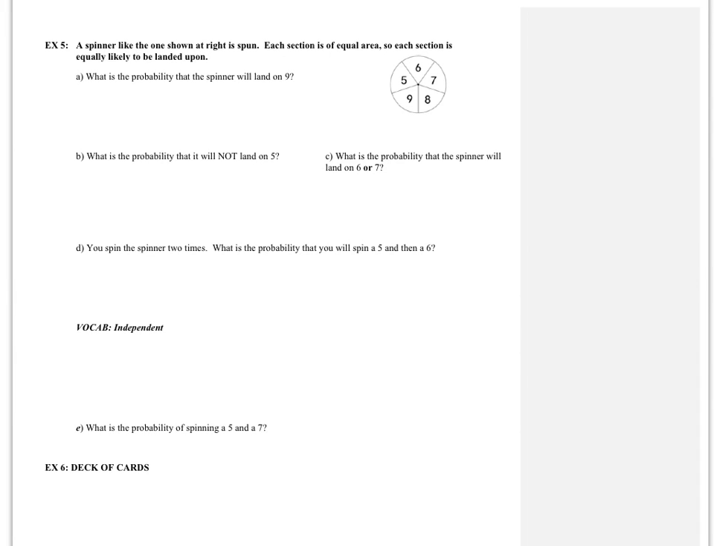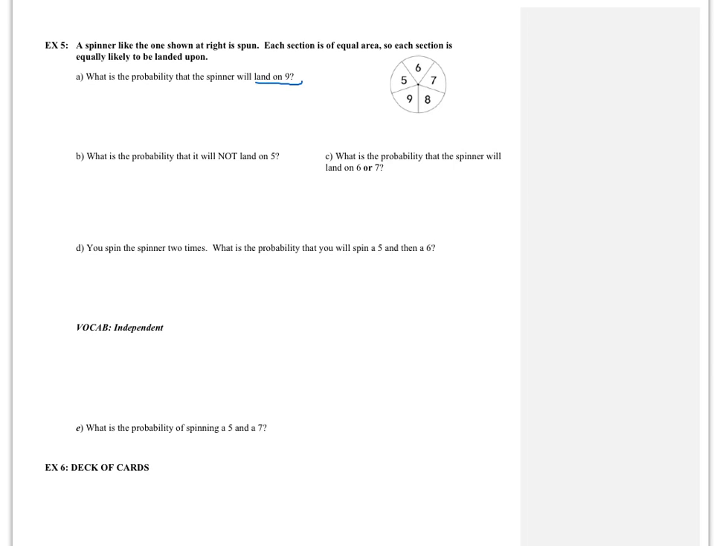Okay, let's look at example 5. Go ahead and use cups on example 5. Okay, it asks, what is the probability that the spinner will land on a 9?